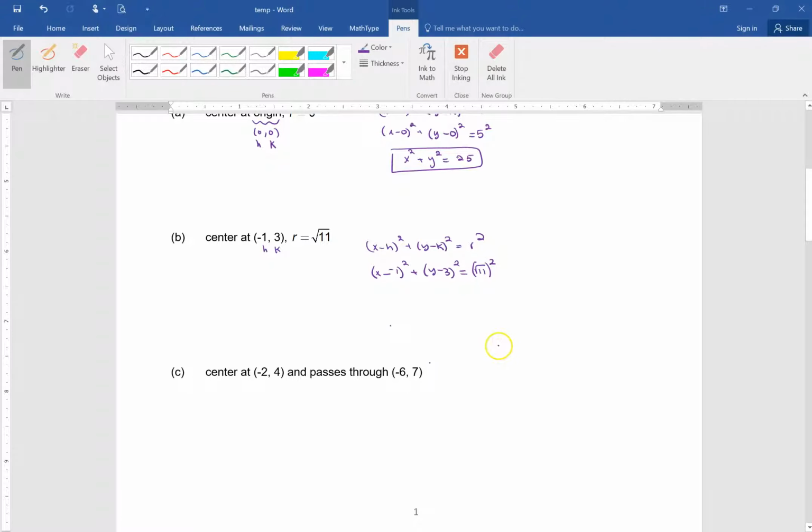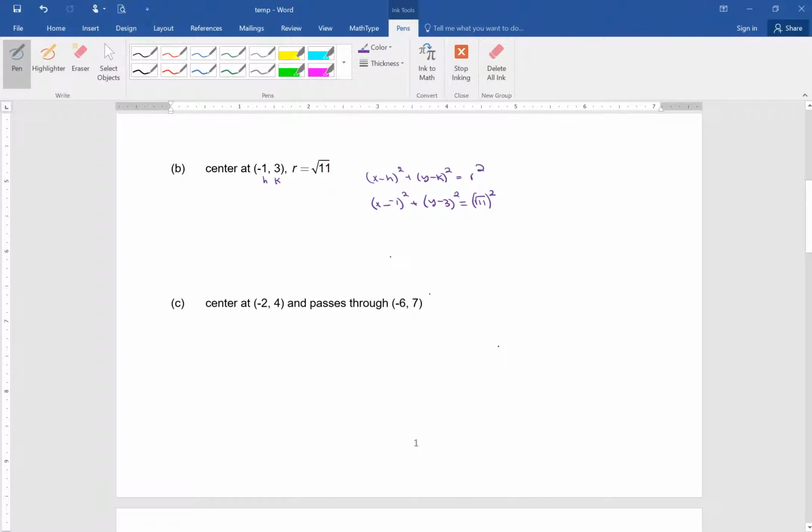You don't have to do it all in your head. Go slow. Just make sure you don't make mistakes. These problems can be easy enough for you to be able to just win free points. So don't throw that away with careless mistakes. Here we have (x plus 1) squared plus (y minus 3) squared is equal to 11. All right, and that's the equation in standard form.